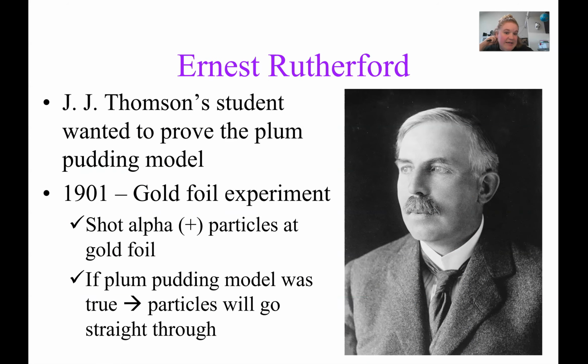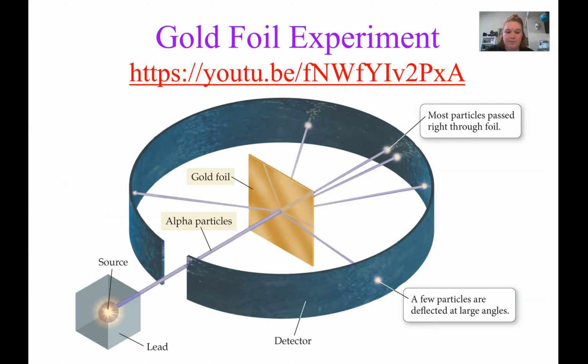So J.J. Thomson asked his graduate student, Ernest Rutherford, to prove his plum pudding model correct. And in 1901, Ernest Rutherford did what's called the gold foil experiment. And to do the gold foil experiment, he shot alpha particles. So alpha particles were positively charged. He shot them at the gold foil. And if the plum pudding model is correct, the alpha particles should just go straight through an atom.